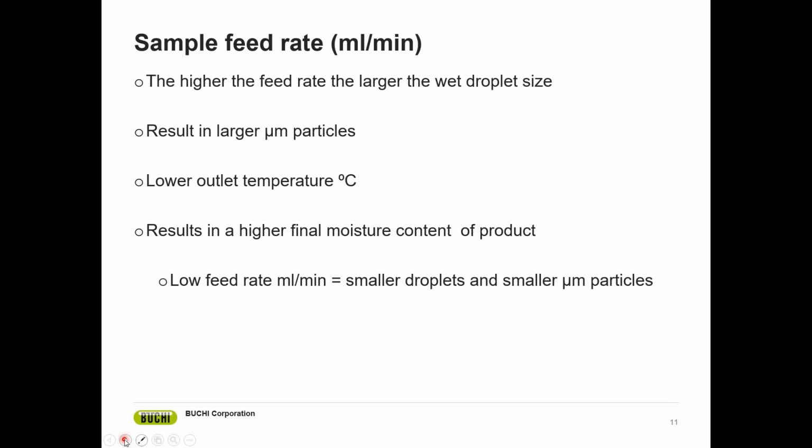The sample feed rate is in mils per minute coming from my nozzle. So the higher the feed rate, the larger the wet droplet, the resulting bigger particle size. Also, if I have bigger wet droplets, I'm going to have greater evaporative cooling, therefore it's going to bring down my outlet temperature. And that will also, depending upon the other parameters, may give me higher moisture content, which makes sense. So conversely, lower feed, smaller droplets equals smaller particle size.